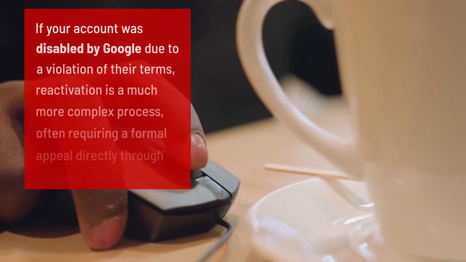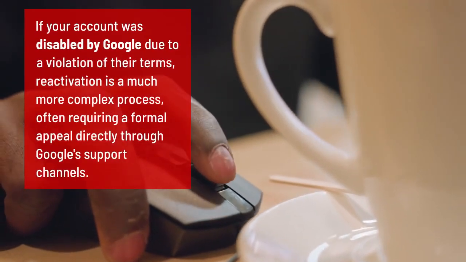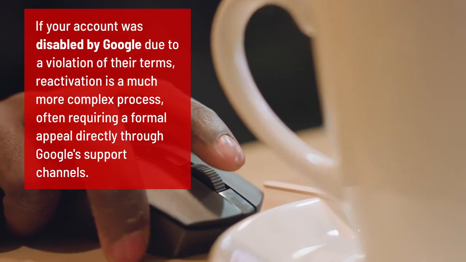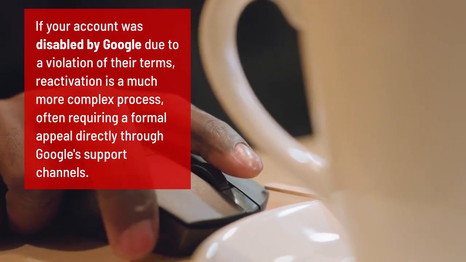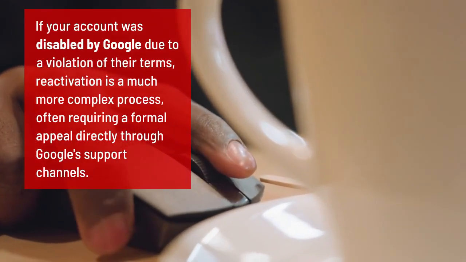If your account was disabled by Google due to a violation of their terms, reactivation is a much more complex process, often requiring a formal appeal directly through Google's support channels.